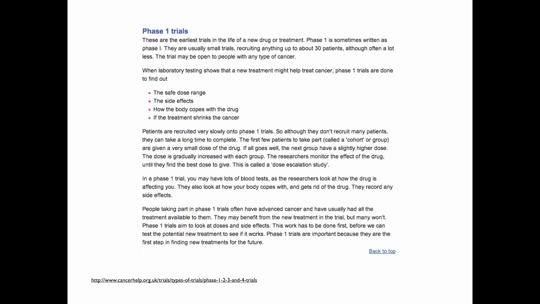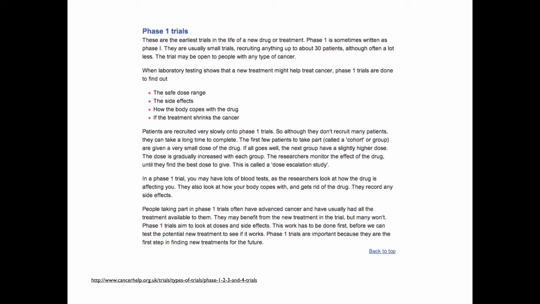So phase 1 trials, these are the earliest trials in the life of a new drug or treatment. Phase 1 is written as phase 1, whether it's capitalized or not. They are small trials recruiting anywhere up to about 30 patients, although often a lot less. So pay attention to the numbers of these patients, about 30 patients. The trial may be open to people with any type of cancer, or it can be very specific depending on what kind of drug you're testing.